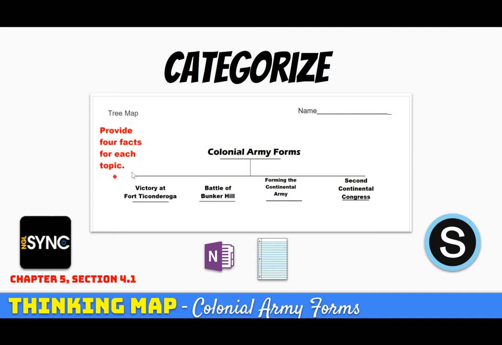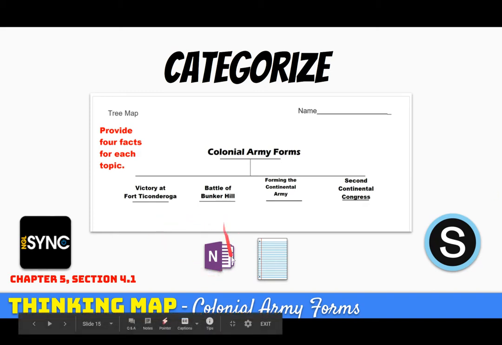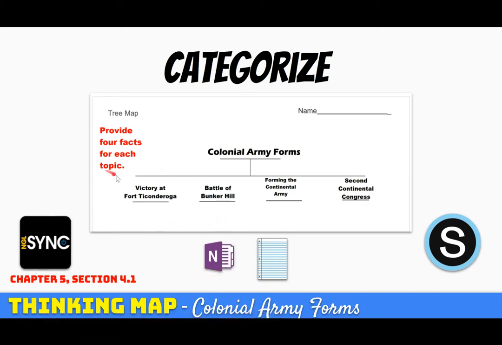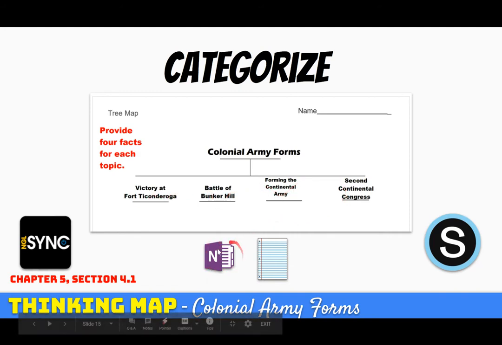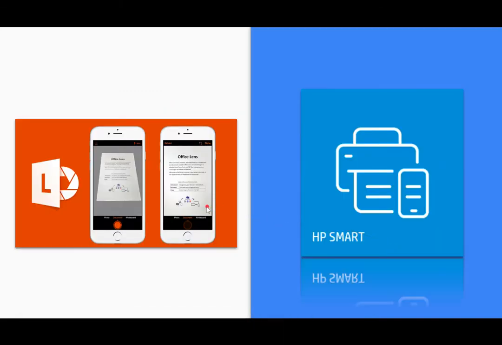Okay, now this thinking map with the frame of reference question and the four categories is available in OneNote. Now, you can do this on paper as well, which is fine. All I ask is that you take a really good quality picture of it and turn it in to Schoology. Okay, you know that you can use Office Lens or you can use HP Smart App.